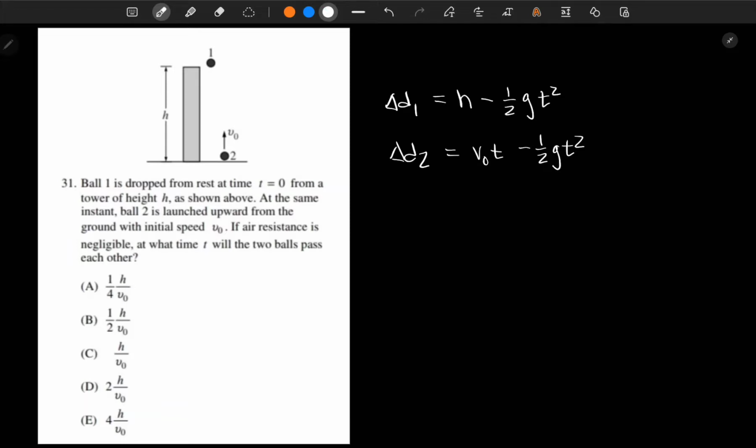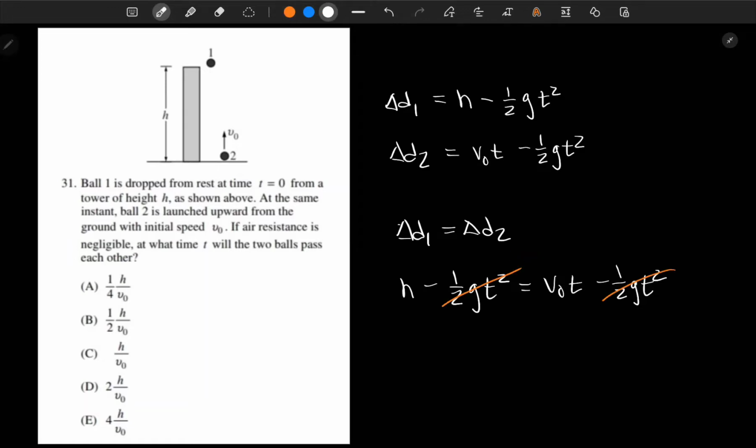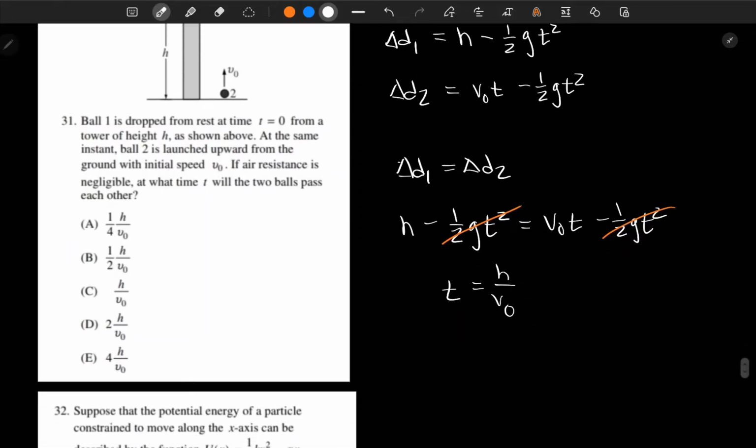We wish to find the point at which delta d1 is equal to delta d2. So we want to write delta d1 is equal to delta d2. Or, writing this out, we have h minus 1/2 gt squared is equal to v0 t minus 1/2 gt squared. Well, the 1/2 gt squared cancels on both sides. And solving for t, we find that t is equal to h over v0. So the answer is C.